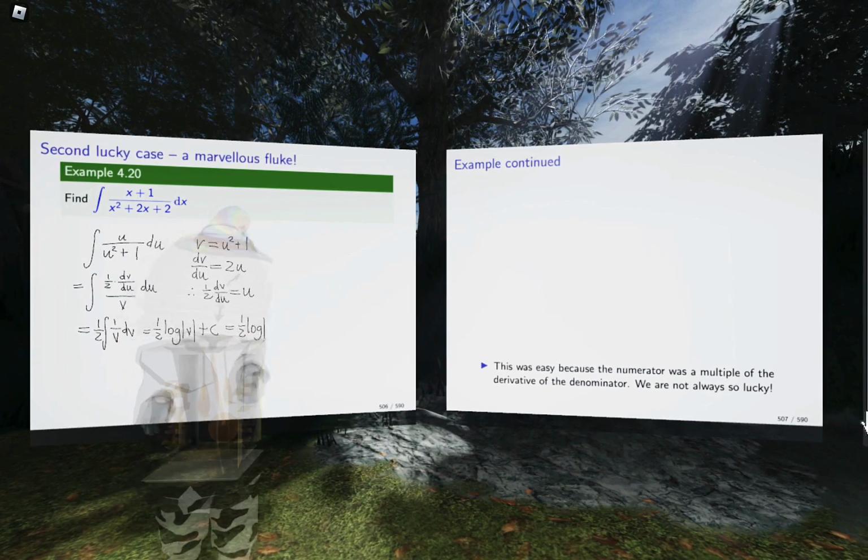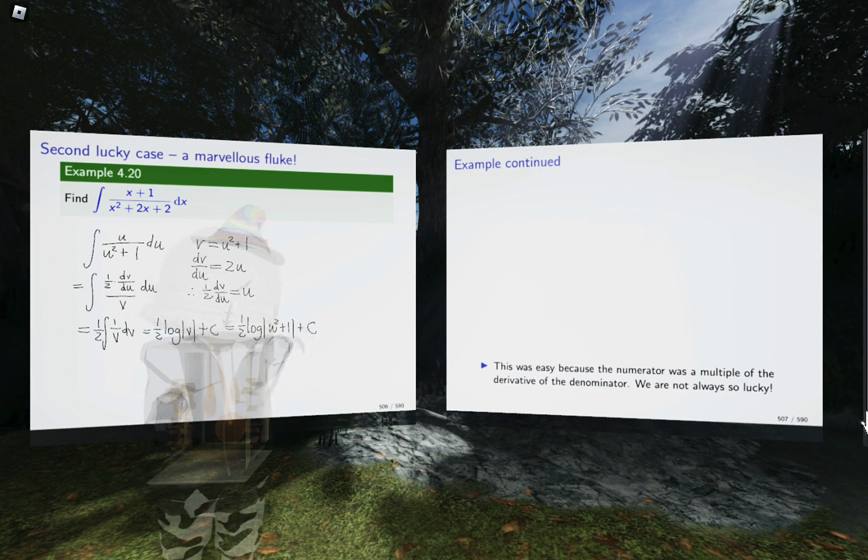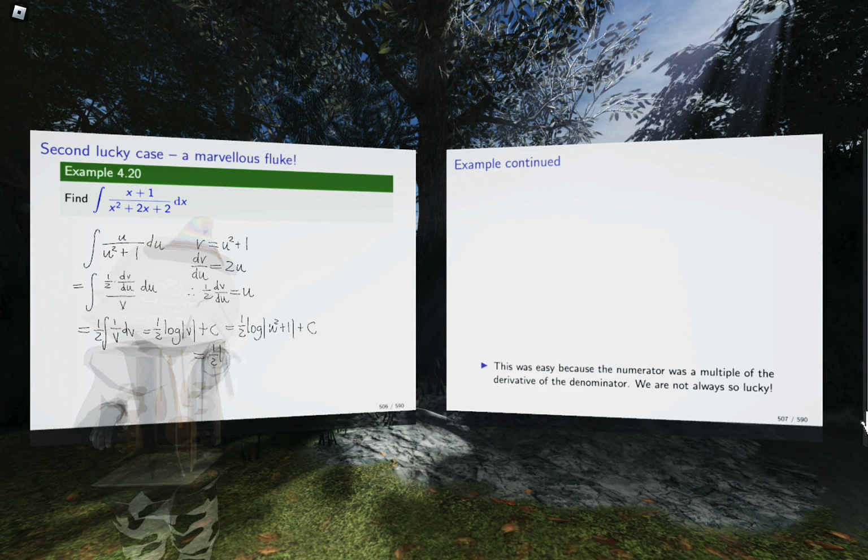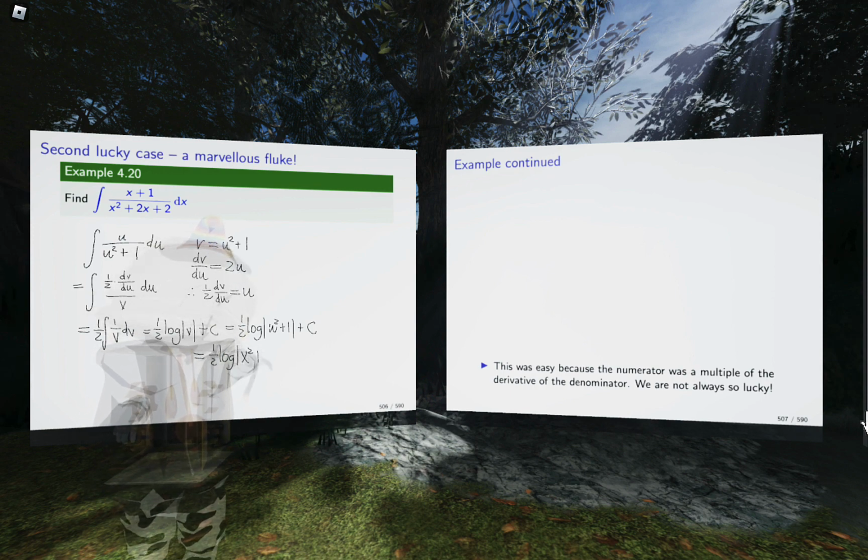Well, v is u squared plus 1. But we shouldn't leave it like that, right? Because the question is about x, not about u. So what's u squared plus 1? Well, it's our original polynomial, x squared plus 2x plus 2.